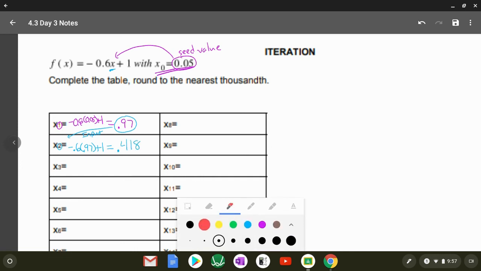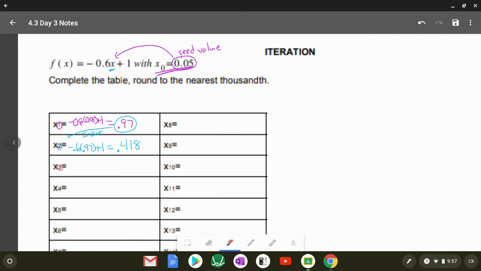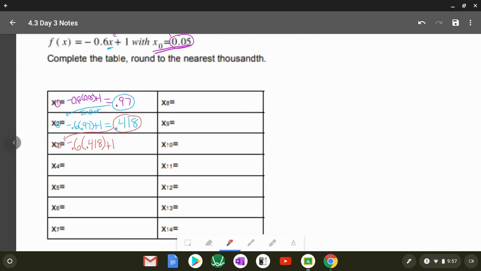And then how do we find the third iteration? Well, you guessed it. Take the second output. That becomes your third input. Now you can already see how this would become kind of tedious. It's already asking us to go to the 14th iteration, and I don't want to be plugging the same stuff in. So we're going to go ahead and show you how to do this on the calculator.